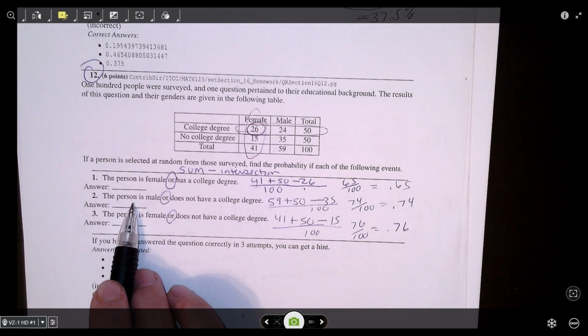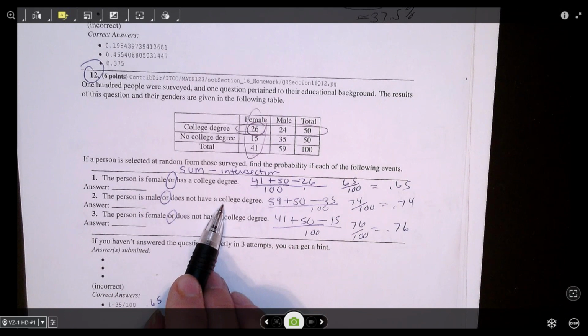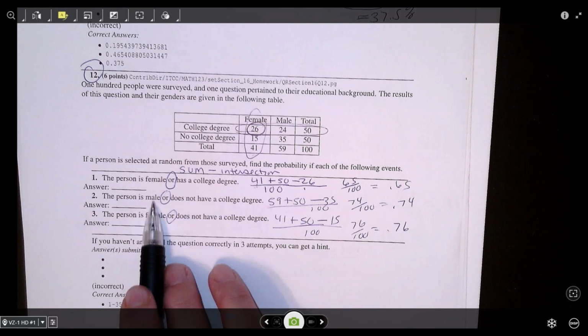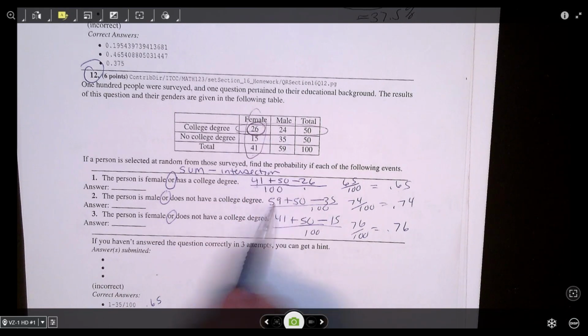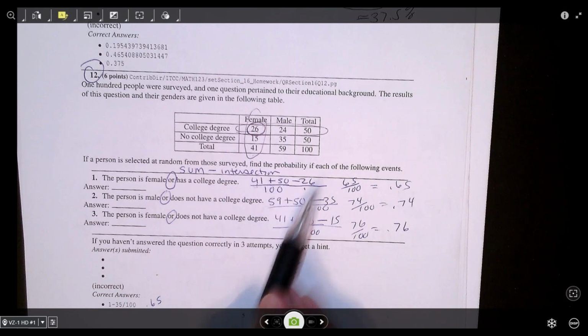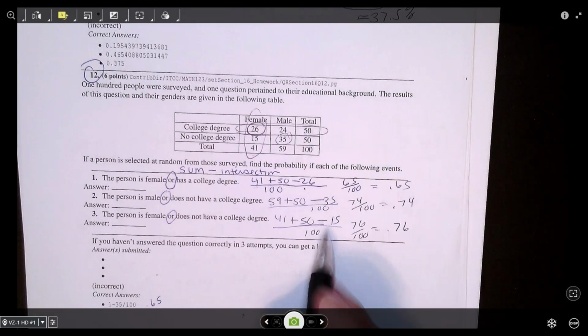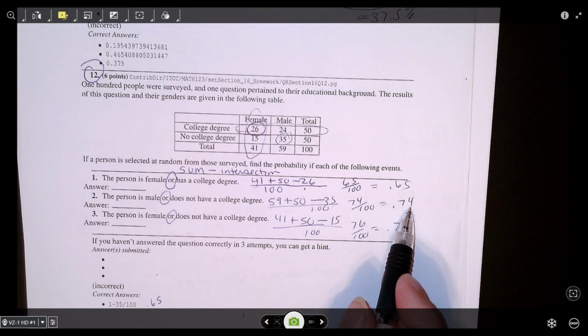Okay. The person is male or does not have a college degree. It's not conditional. It's out of 100. So the total males is 59 plus no college degree is 50. They intersect at the 35, so we subtract out 35. 74 over 100, 0.74.